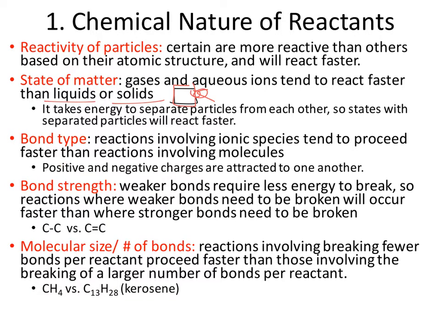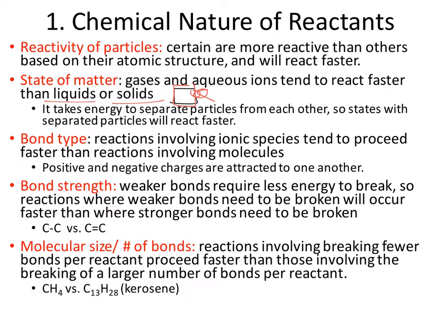The bond types, again, some bond types are harder to break than others, so we have to look at that. Ionic species are generally a little bit faster because they're already in ion forms. Remember that if we look at aqueous ions, if we put these ionic species into water, we'll be able to create these aqueous ions. And again, because of that, they're able to be attracted to one another and other molecules.